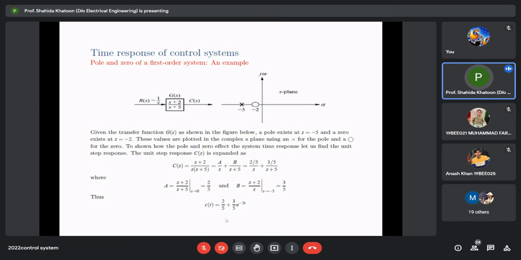I want you to take down the notes, start taking down the notes. Take out your control register, put today's date and take notes. All right, I'm giving you time.